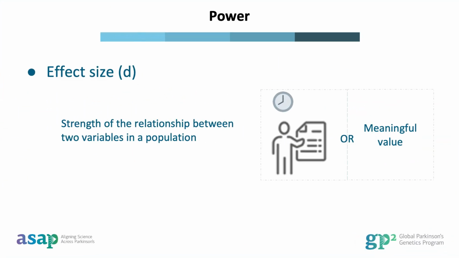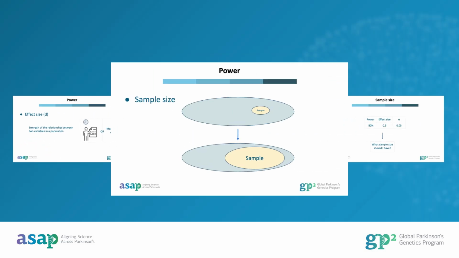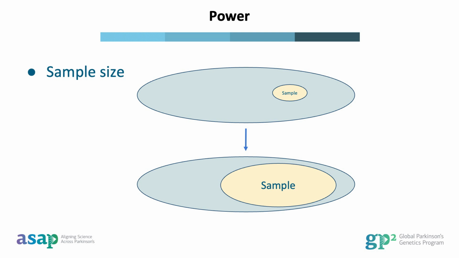Effect size represents the strength of the relationship between the two variables in a population. This can be assessed through previous research. If it doesn't exist, you can determine a meaningful value for your test. Sample size can increase your power. The more individuals you include, the greater the power. But what is the minimum required?